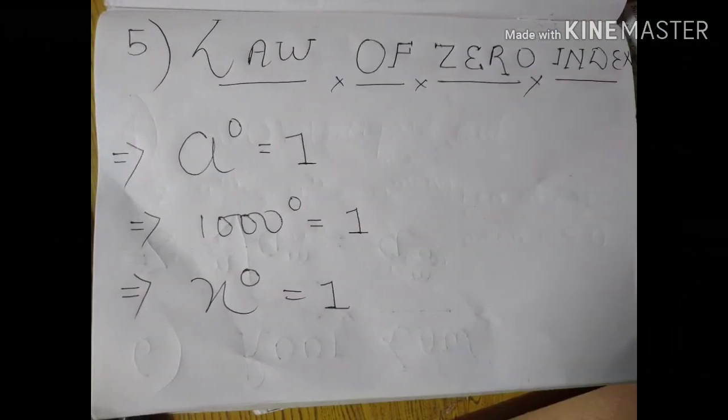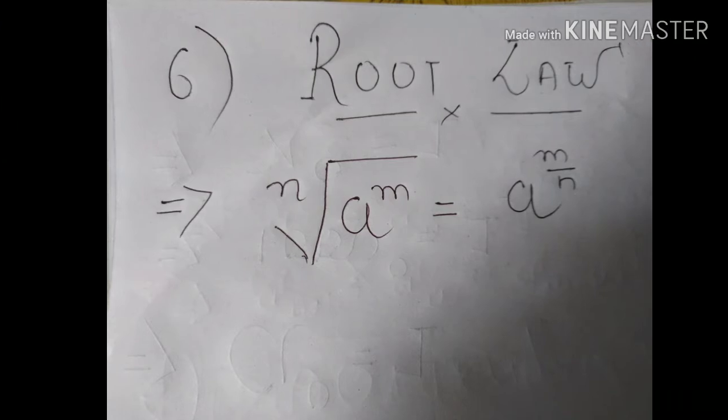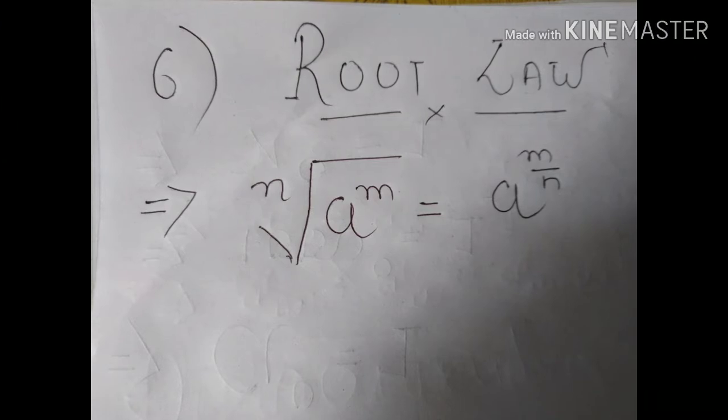Now we are going to deal with the law of zero index. Let's say a to the power 0 is equal to 1, 1000 to the power 0 is equal to 1, and x to the power 0 is equal to 1. Now the last law is root law. A to the power m under root n is equal to a to the power m by n.